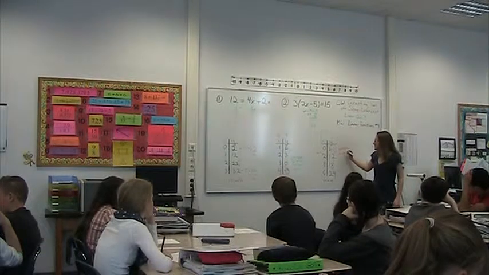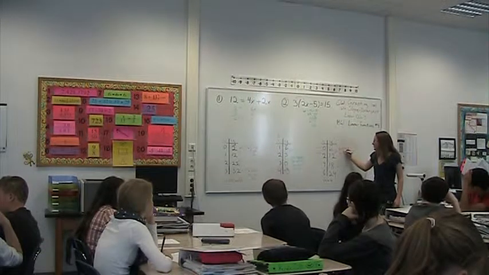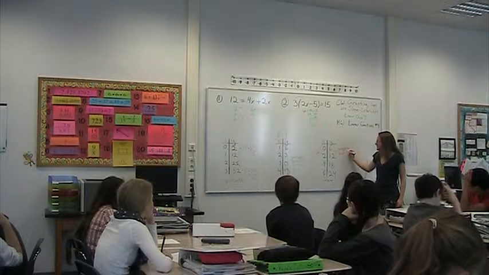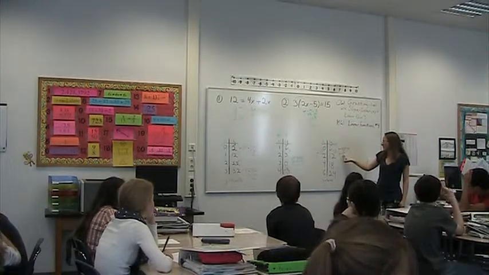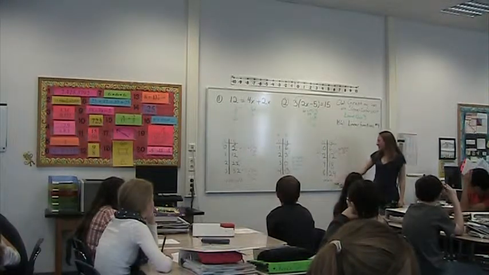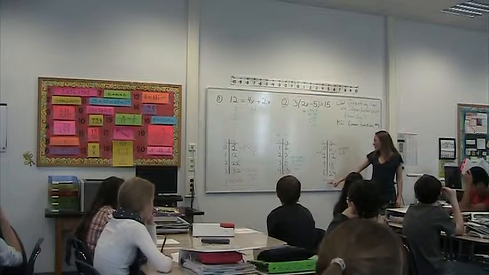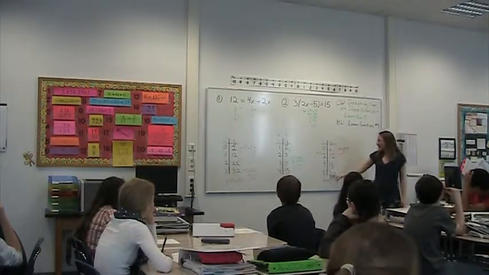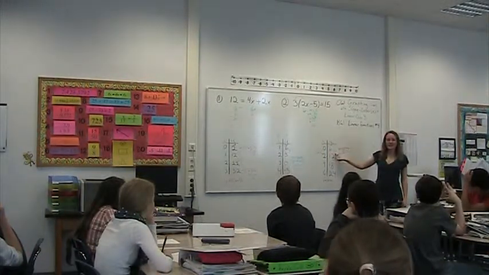3 times 6, what's 3 times 6? It's not 12, it's 18. 18 plus 6. So it worked. But did somebody else get a different formula? Oh, let's see. This 3 is different than this 6. How come?